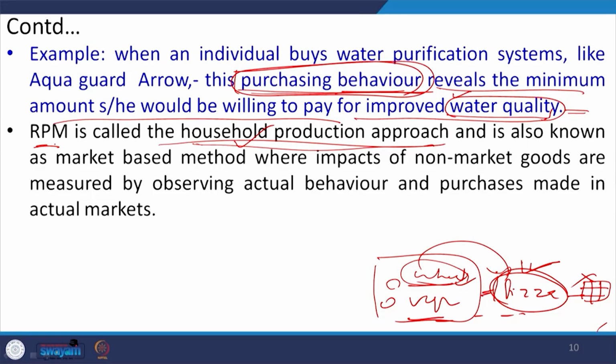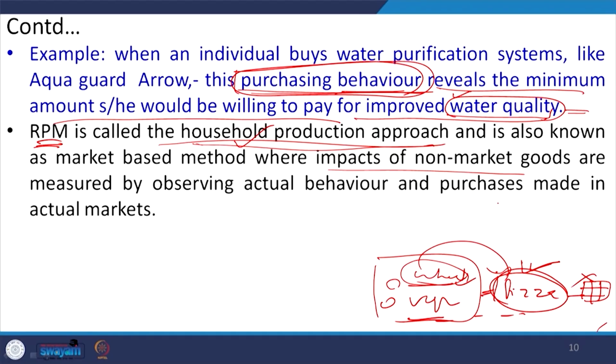So, as you understand, this reveal preference method is also called the household production function approach, and it is obviously a market based approach. Here the impacts of non-market goods are measured by observing the actual behavior of individuals, that is, purchases made in the actual market. Although there is no market for water quality, there is an actual market for these machines, which help us in providing this water quality.